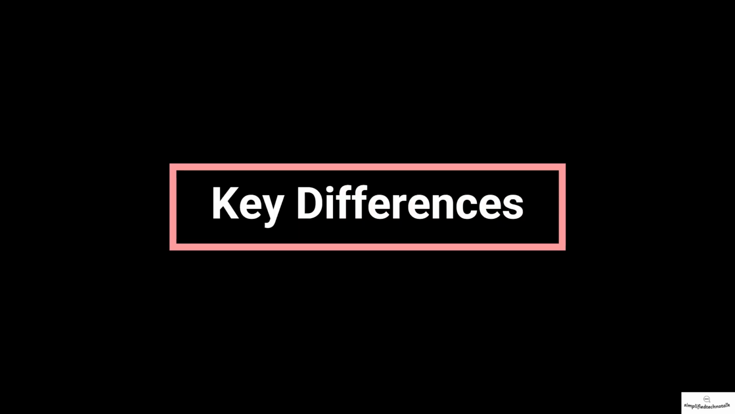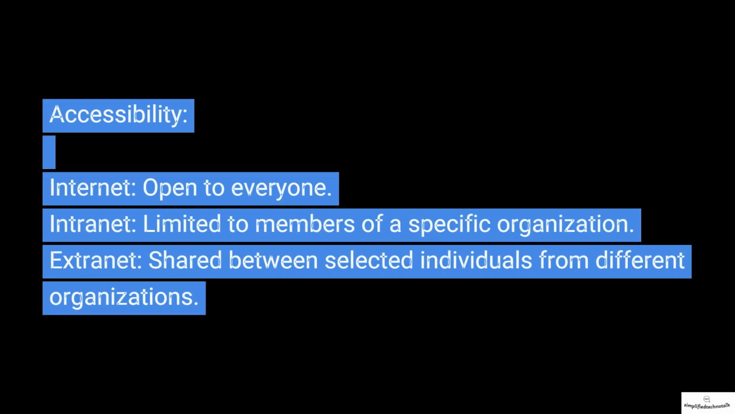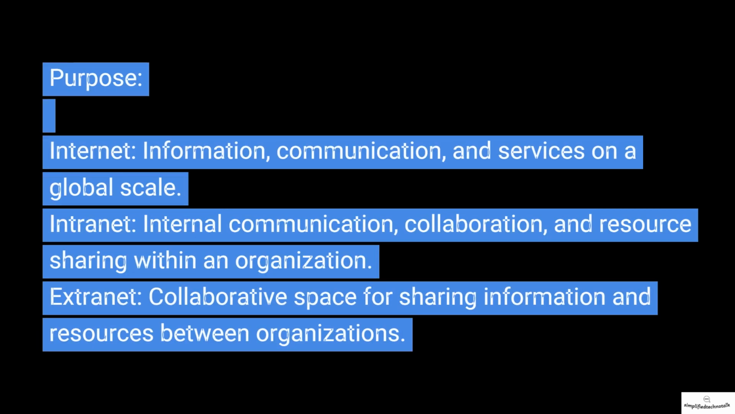Key differences. Accessibility. Internet, open to everyone. Intranet, limited to members of a specific organization. Extranet, shared between selected individuals from different organizations. Purpose. Internet, information, communication, and services on a global scale. Intranet, internal communication, collaboration, and resource sharing within an organization. Extranet, collaborative space for sharing information and resources between organizations.